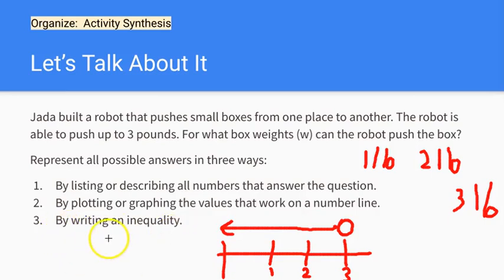So writing an inequality, that's where we use our greater than, our less than, or our equal to. So it has to be something that's less than 3, right? So we can go ahead and plug in a letter because we don't know what it should be. Can it also equal 3 pounds? Yeah, so the weight could be 3 pounds equal to whatever the weight of the box is, or it can also be less than the 3 pounds. 3 pounds. Okay.